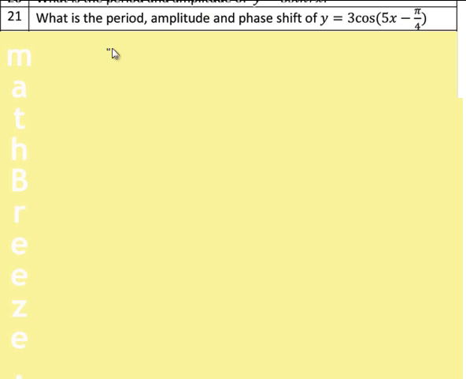In number 21, we want the period, amplitude, and phase shift of this function. So let's start with the phase shift. In order to get the phase shift, we have to factor out the 5 from parentheses. So let's do that first. So y is equal to 3 cosine. Let's pull out that 5. And so here we have x minus pi over, and then the denominator will be 4 times 5, or 20. You can see that that's correct if you multiply back. We have 5x, and then we have 5 pi over 20, which reduces to pi over 4.